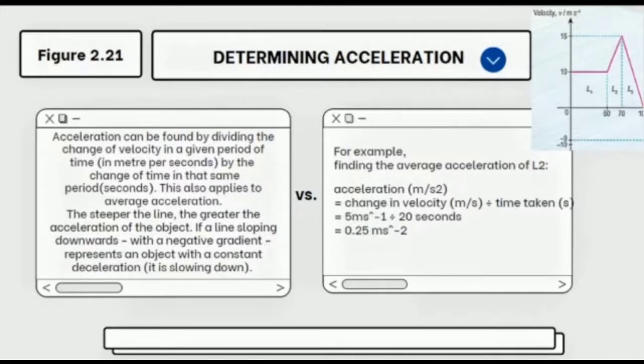For example, finding the average acceleration of L2 from figure 2.21, as you can see, acceleration is change in velocity divided by time taken, which means 5 meters per second divided by 20 seconds will result in 0.25 meters per second squared.